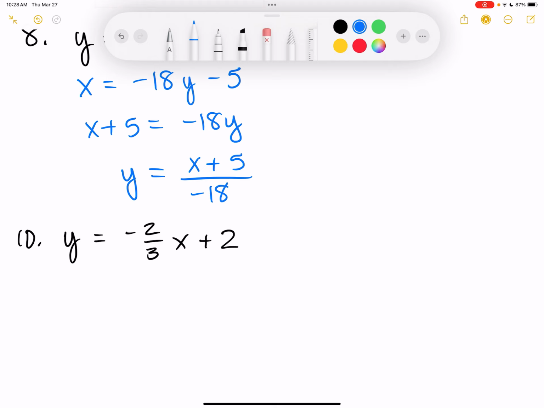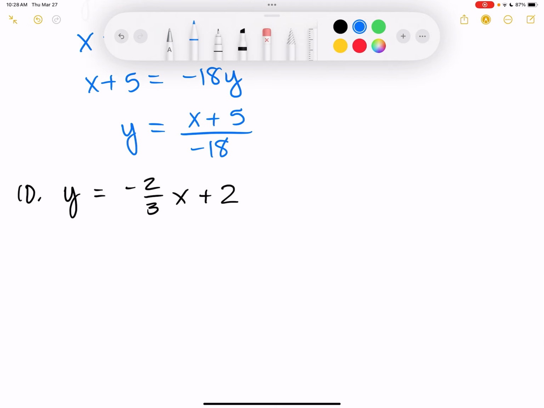y equals negative 2/3 x plus 2. All right, what do I do first? Swap x and y. x equals negative 2/3 y plus 2. Now what? Minus 2. x minus 2 equals negative 2/3 y. Multiply by 3 over negative 2.